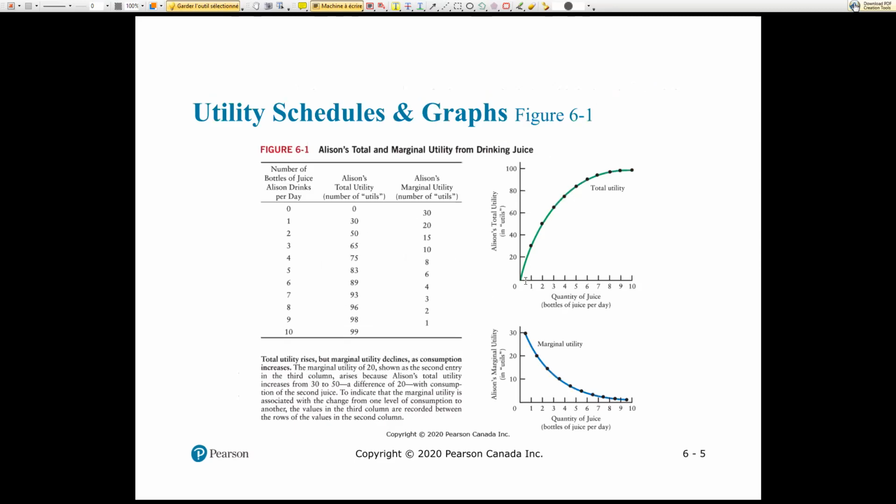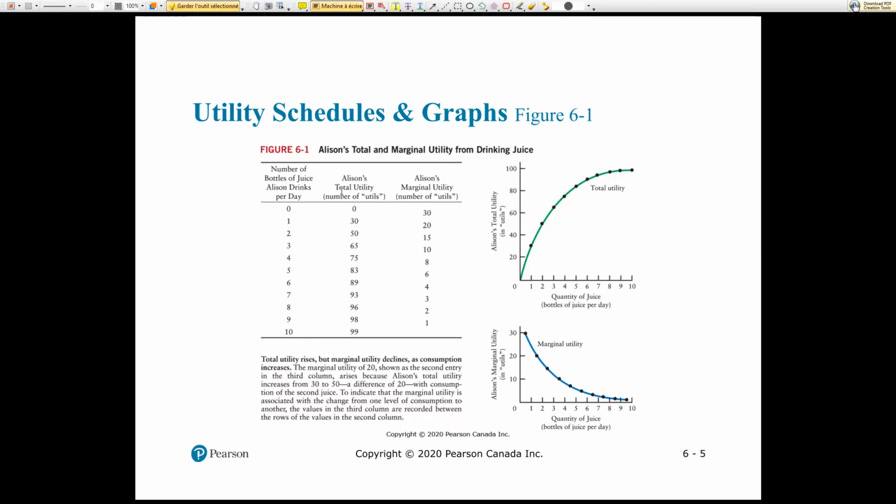So this is what it looks like if you graph your utility. Here you have Alison's total and marginal utility from drinking. Now it's not water, it's juice. We imagine that Alison can drink 10. It seems a bit big per day, but it's possible. And then you see the measure of utility is utils. Nobody cares, it's just, if you want to have some unit, we call them utils.